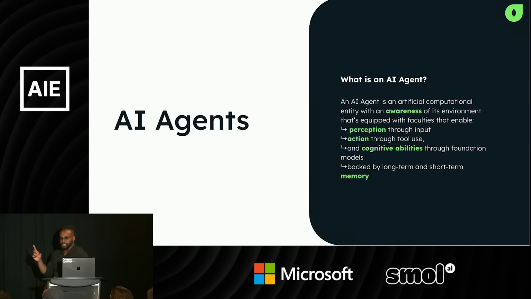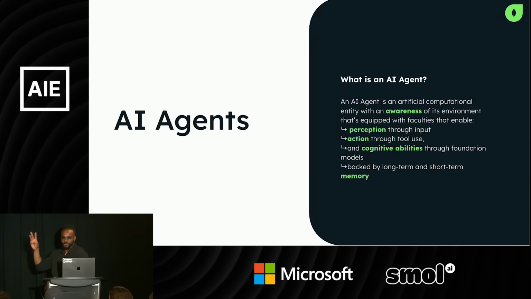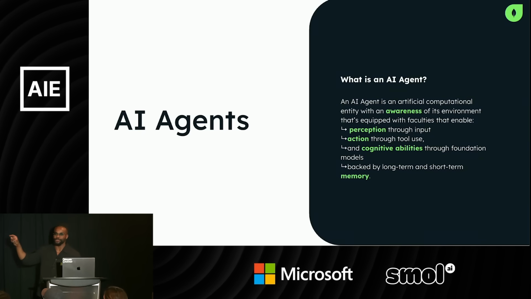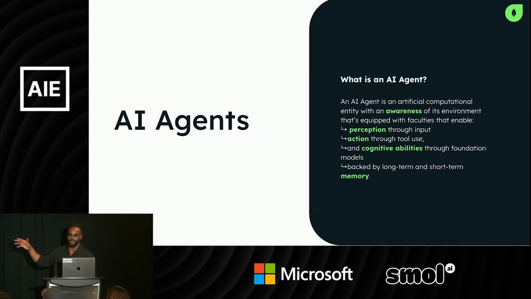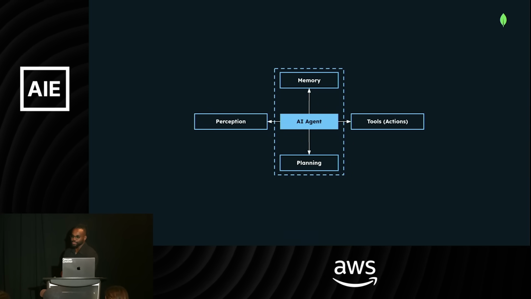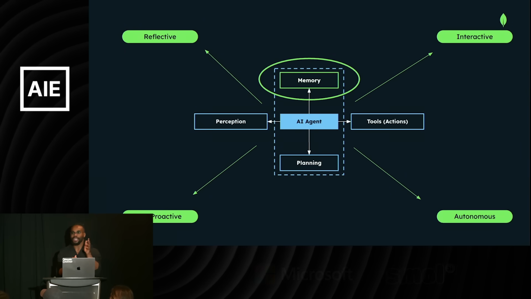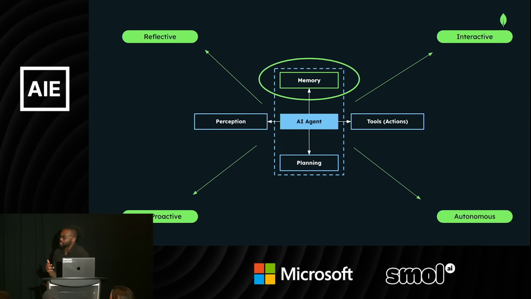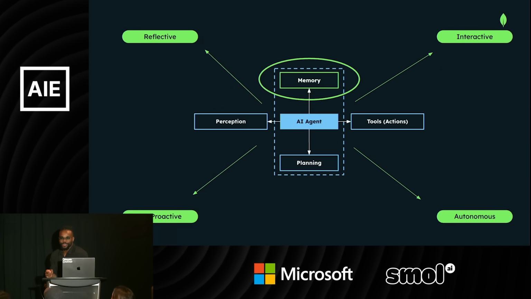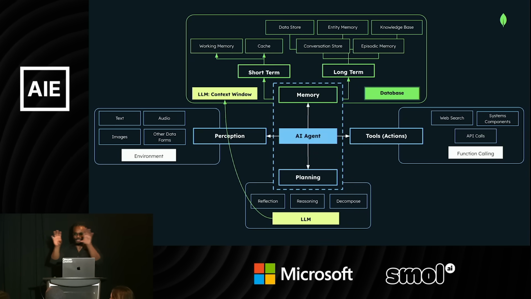It's a computational entity with awareness of its environment through perception, cognitive abilities through an LLM, and also can take action through tool use. But the most important bit is there is some form of memory, short-term or long-term. Memory is important. It's important because we're trying to make our agents reflective, interactive, proactive, reactive, and autonomous. And most of this, if not all, can be solved with memory. I work at MongoDB, and we're gonna connect the dots.